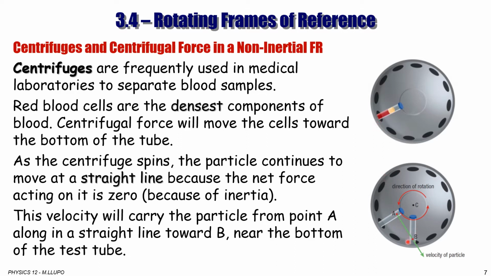So that's why the blood will end up at the bottom of the test tube, because it's heavier. The heavier the mass of the particle, the more inertia. So more is going to go toward the bottom of that test tube, replacing the lighter one, which has less inertia. So that's why the lighter component of the blood is on the top of the test tube.